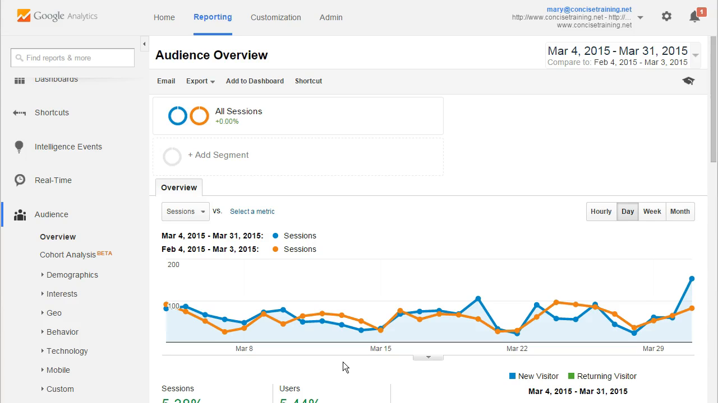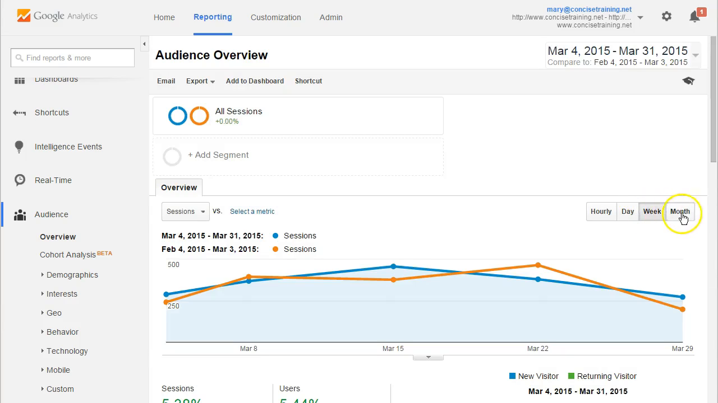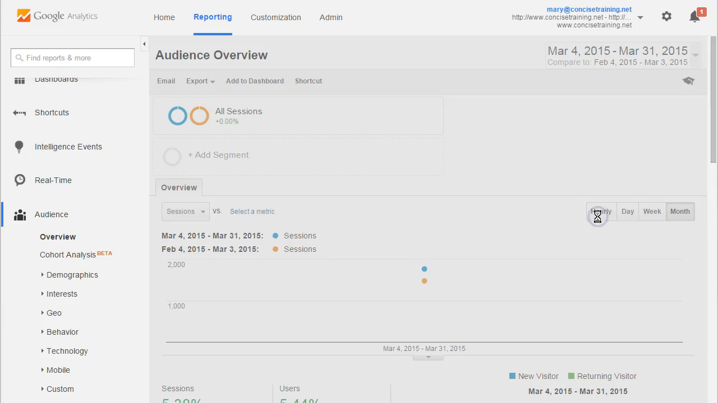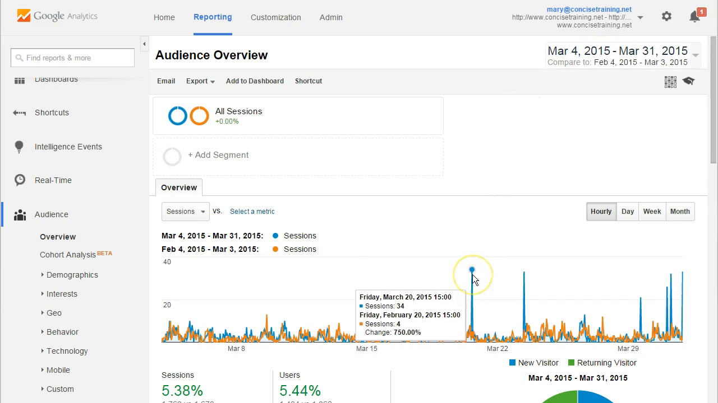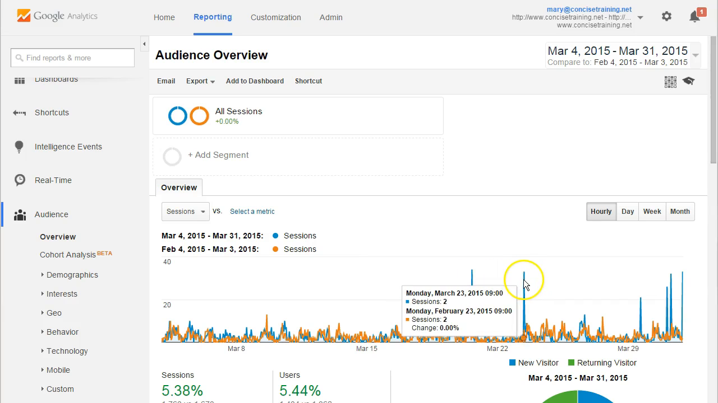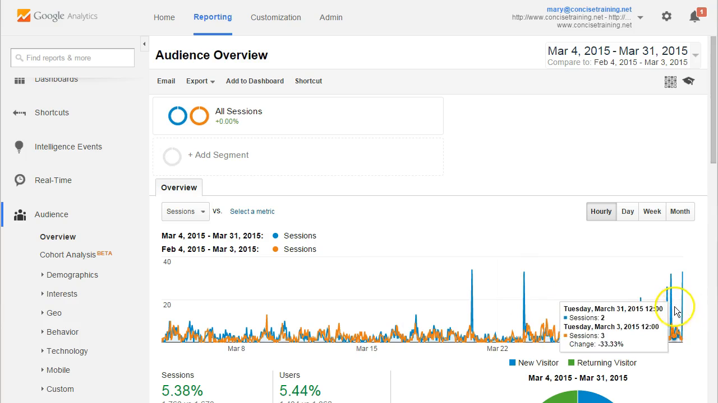My newsletter goes out on a certain day of the month, so I need to compare the days I've sent out my newsletter between months. You could also choose to show your data by week, by day, by month, or even by hour, and obviously that depends on what you've selected up here. It's interesting to see why these particular spikes happened at 3 o'clock on a particular Friday, and how that was linked to any social media that I put out at that time.